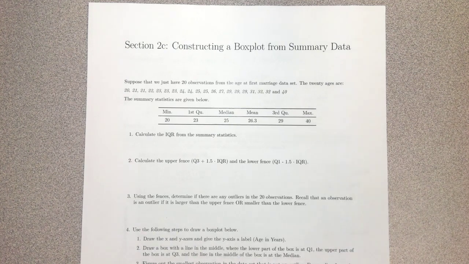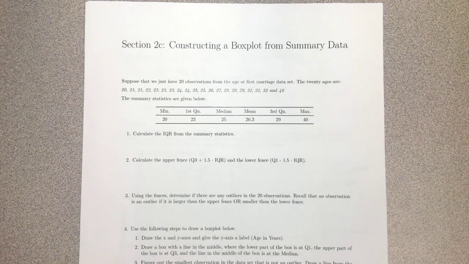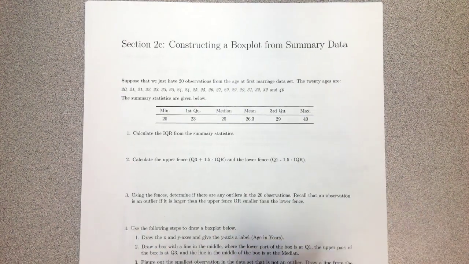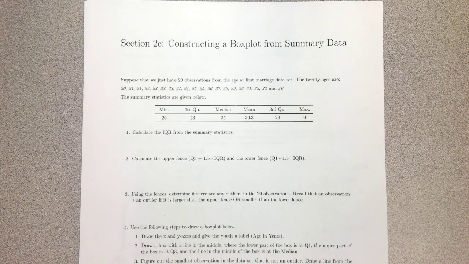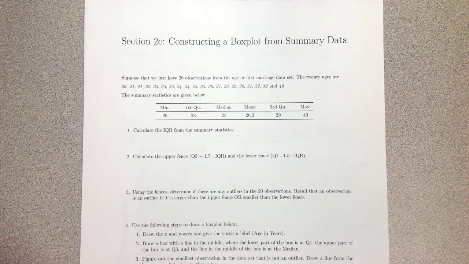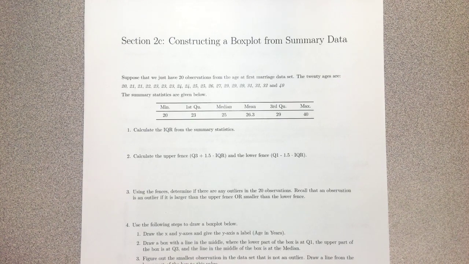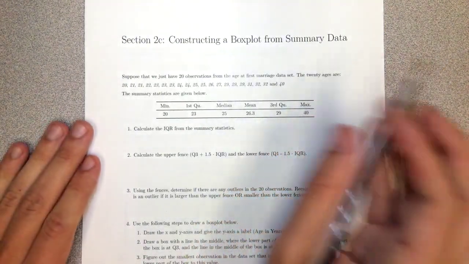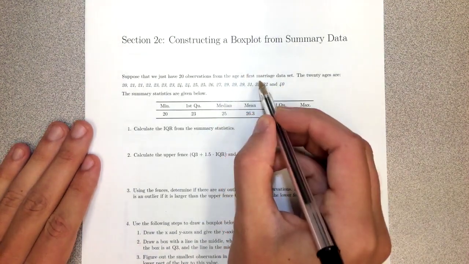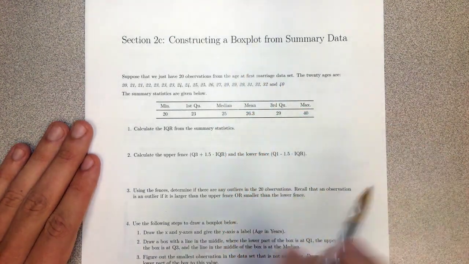All right, hey everyone. So we are deviating from our note packet a little bit and jumping to a handout that we're mostly going to do together in this video. The purpose of this handout is just to really make sure that we understand what a box plot is and what all the lines on it mean. And so we're going to look at this age at first marriage data set.